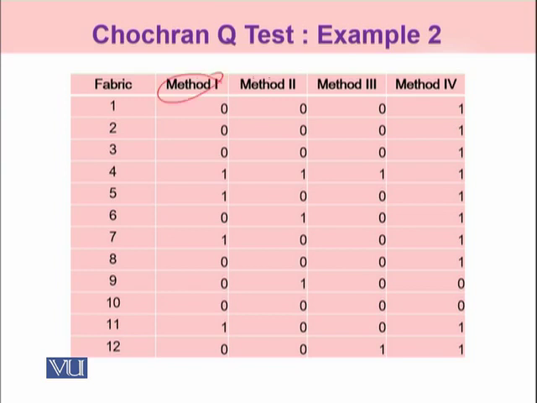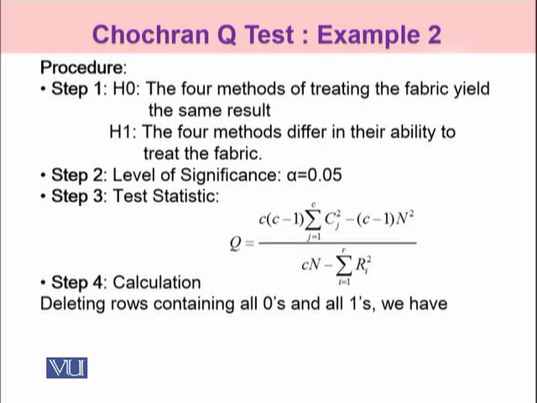So the data for method 1, 2, 3 and 4 is given. So we have 4 treatments in total, and along the blocks we have 12 blocks. There were 12 types of fabric which are to be treated using these 4 methods. So the procedure that you need to consider here is you will consider under H0 that the 4 methods of treating the fabric are yielding the same results. And under the alternative, you would be considering that their ability in treating the fabric may differ from each other.